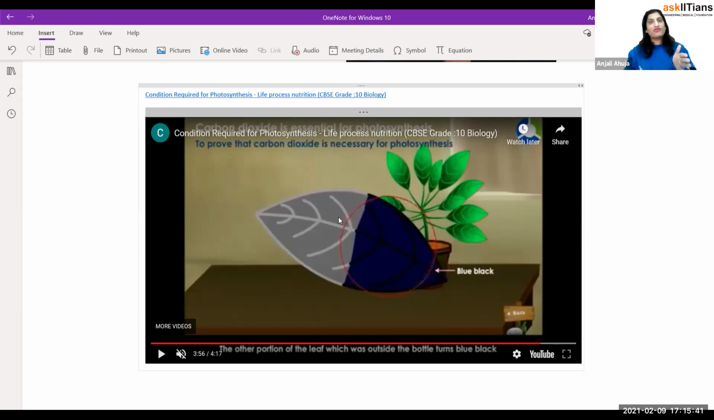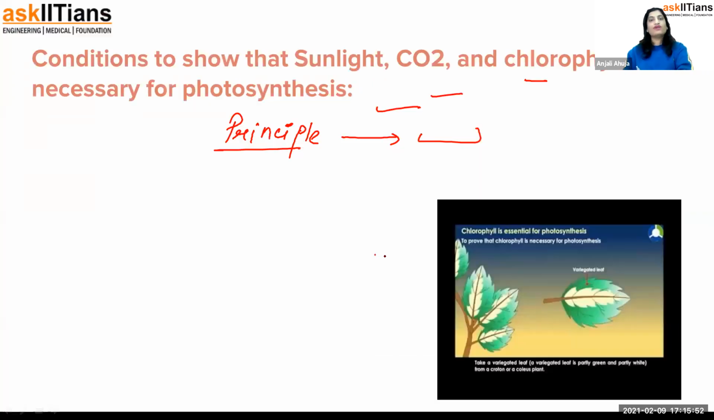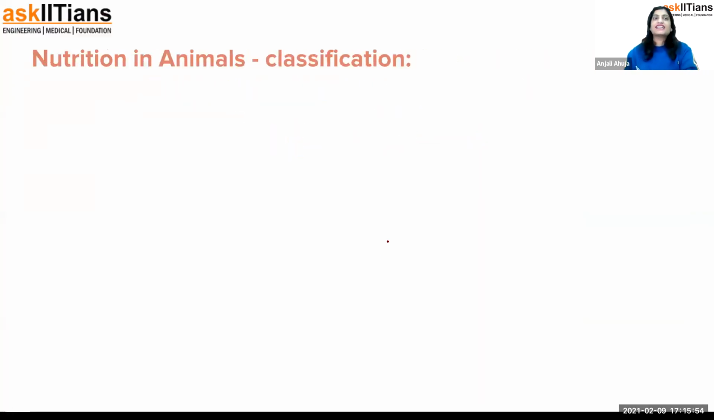Now let's move forward and talk about nutrition in animals. I'm going to be on the presentation again, and here we have to talk further. The next thing, guys, that we have to talk about is nutrition in animals. The basic information about nutrition in animals I have provided you earlier, that nutrition is of two types, autotrophic and heterotrophic, and obviously in animals this is heterotrophic.